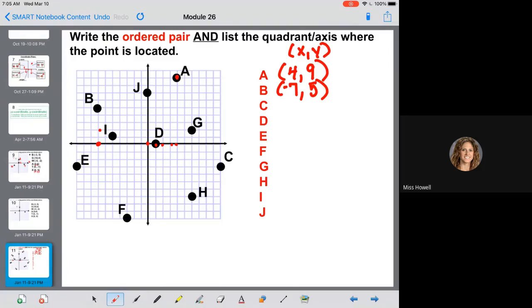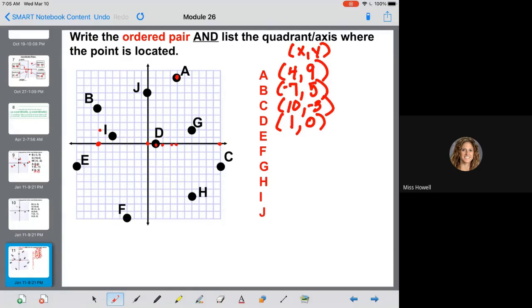All right, letter C, we'd start from 0, 0. We'd end up over here going right 10. And from there, down 3, which is a negative. So 10, negative 3. All right, letter D, be careful. It's on the x-axis, which for this one says go to the right 1. Don't go up or down.